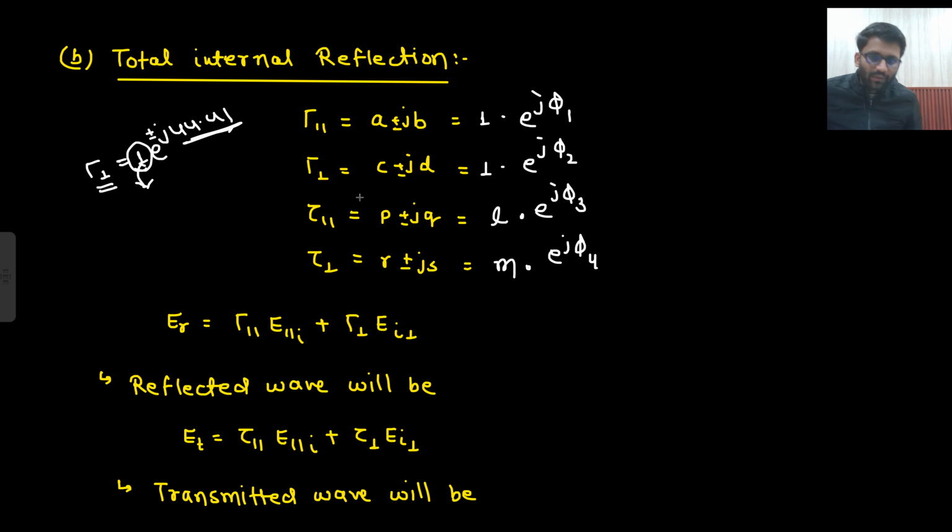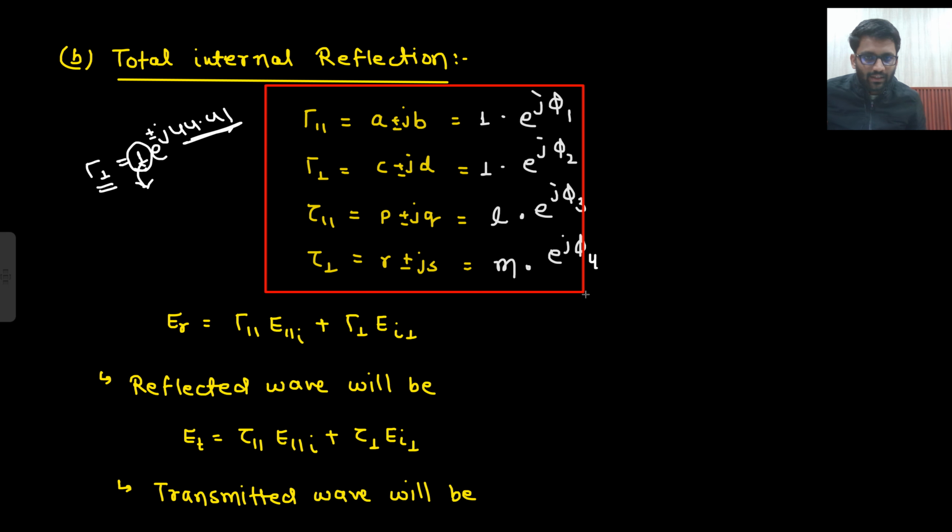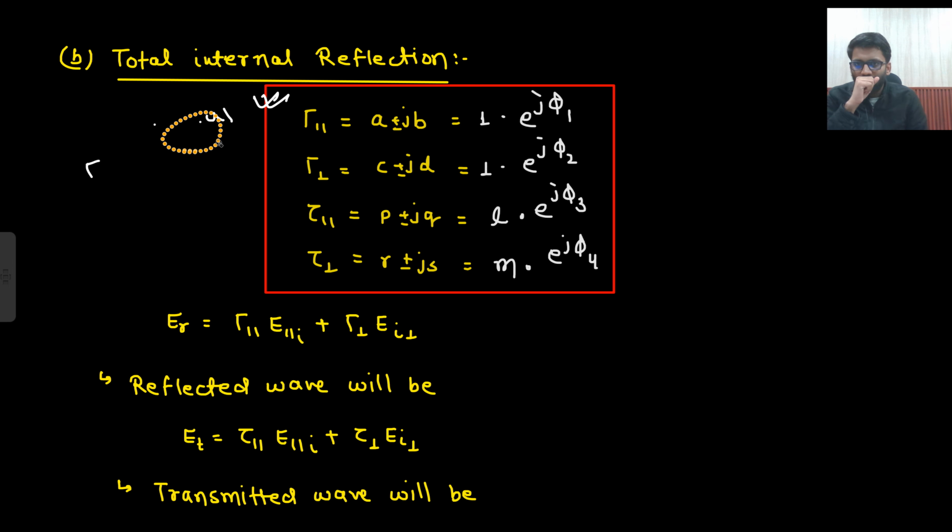So regarding your total internal reflection, you need to remember these things. Will you be able to remember these things? Say yes or no. The thing is, the reflection coefficient will always have a magnitude of 1 and different phases. And the transmission coefficient will not have a magnitude of 1, and different phases. Say yes or no. And certainly this L will also not be equal to M, and it will not be equal to 1 either.